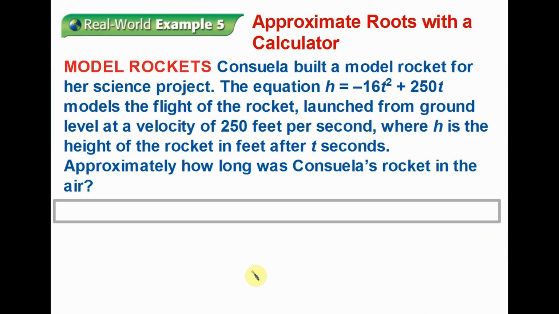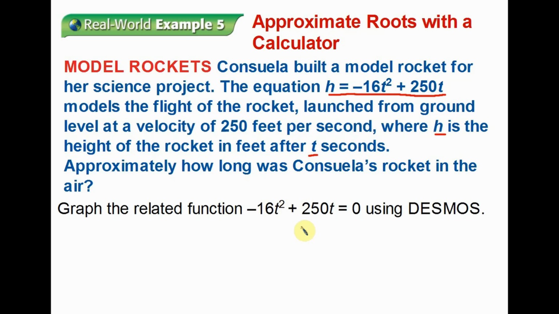The real world example number 5. Please pause this video for a minute to read the instruction on your own. You are given the equation, where h is the height of the rocket in feet and t is the seconds. Approximately how long was this rocket in the air? I want to know by using a graph.